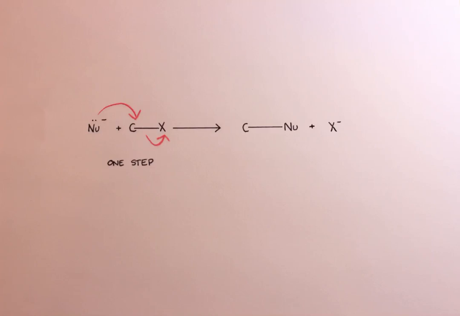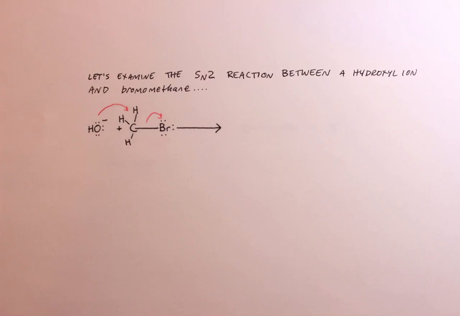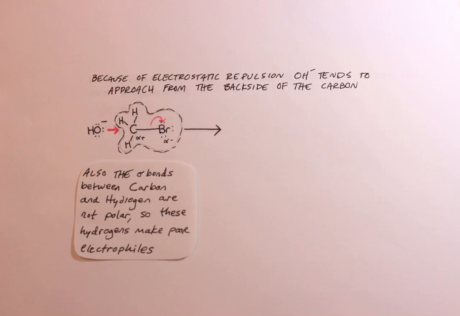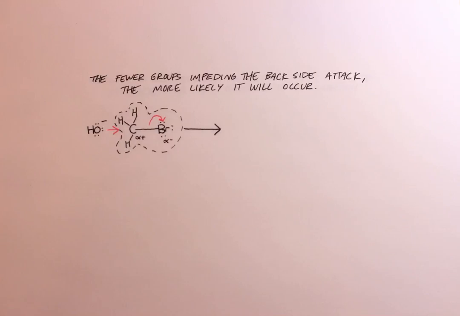Let's examine the SN2 reaction between a hydroxyl ion and bromomethane. Because of the electromagnetic repulsion hydroxyl groups have with bromines, the hydroxyl group tends to approach from the side of the carbon opposite the bromine. The bond between carbon and hydrogen isn't polar, so the hydrogens bound to carbon are not electrophiles, while the carbon, which is bound to the more polar halogen, is.